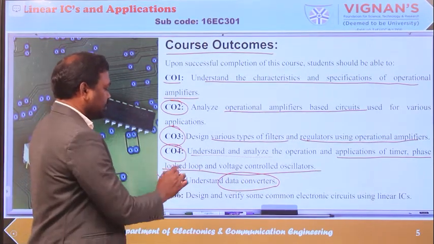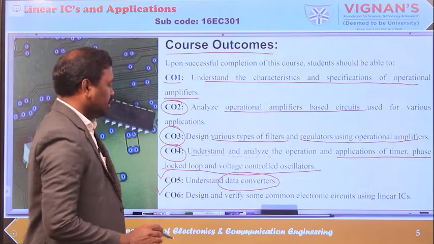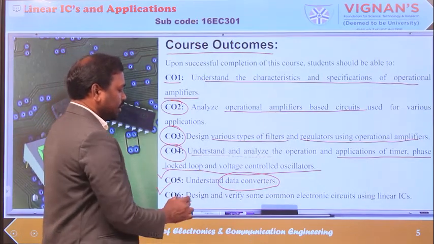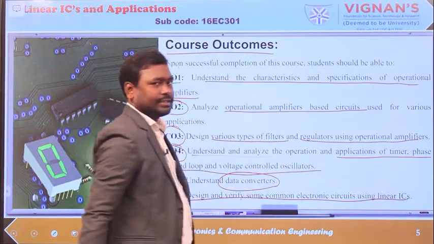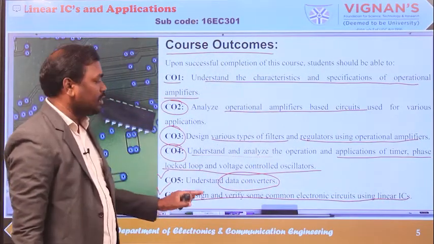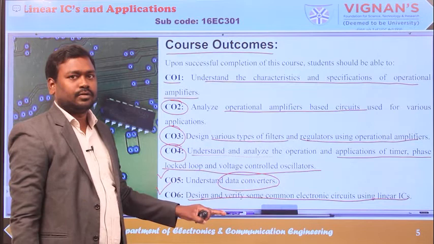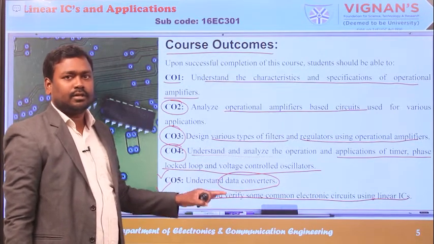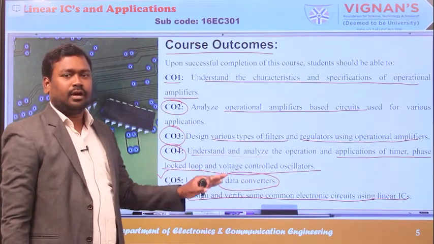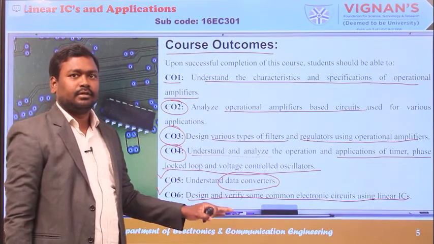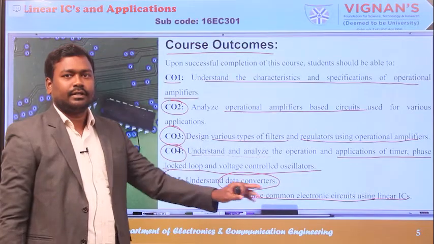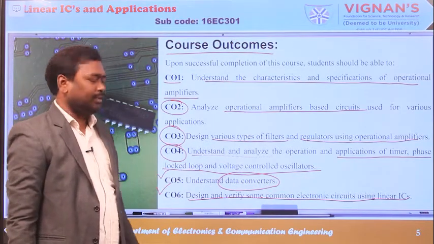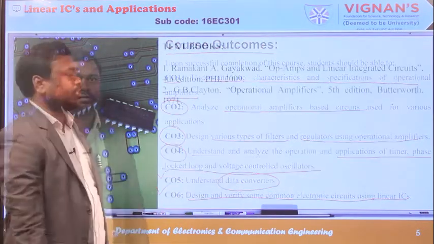After successful completion of all 5 units, you must design and verify electronic circuits using ICs. It is the final objective of the course. After successful completion of the 5 units, you have to make a system, okay, design and analyze that system using different linear ICs.